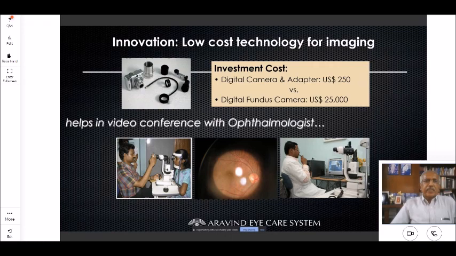We used an ordinary digital camera. There is a device called a slit lamp, which was part of the primary care centers, which does reasonable magnification. We used the optics of that device, and we made some adapters to ordinary digital cameras. That brought the cost down to about 1% of this. Not as good as the $25,000 camera, but good enough to triage a patient.